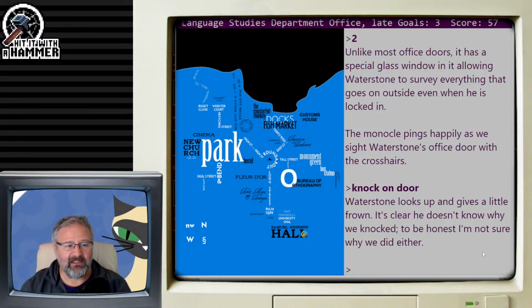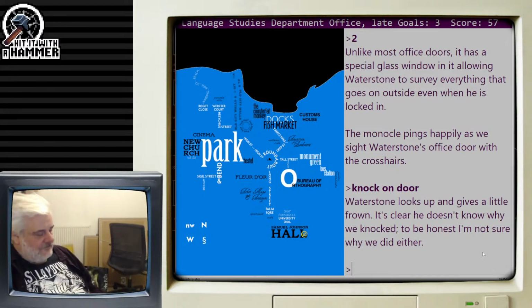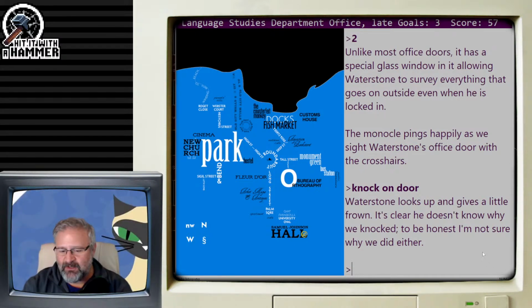Waterstone looks up and gives a little frown. It's clear he doesn't know why we knocked. To be honest, I'm not sure why we did either. When we knock on the door, he looks up. He looks through the window. Mm-hmm. So I think we can wave things at him because we need to give him the idea for an example of basically a rude word that has somehow been made socially acceptable.